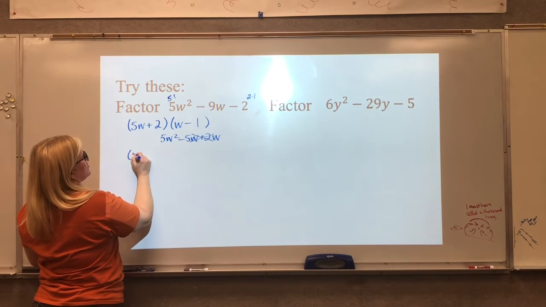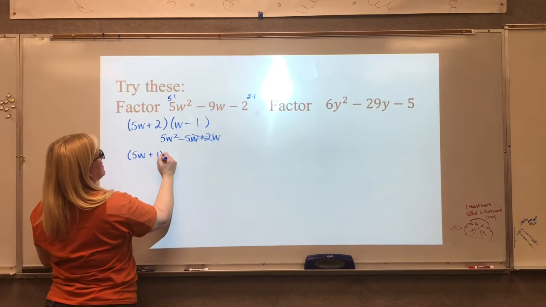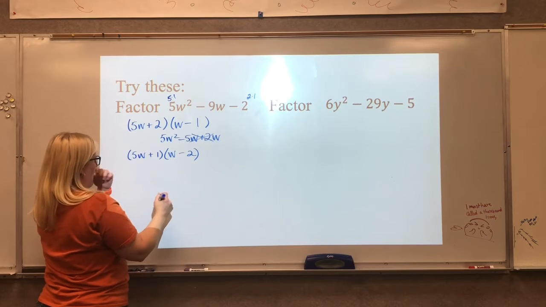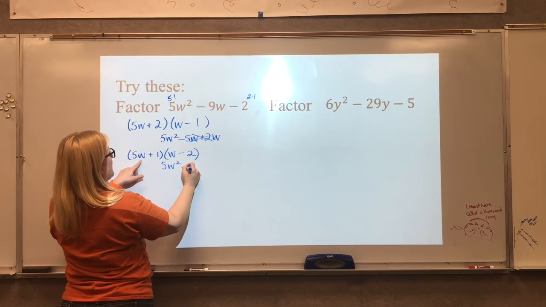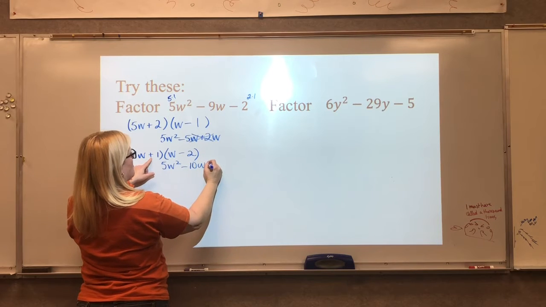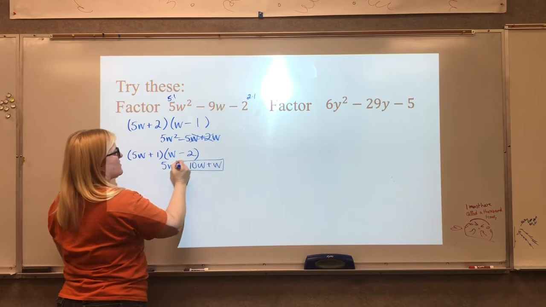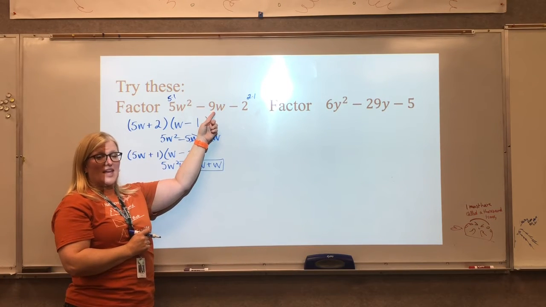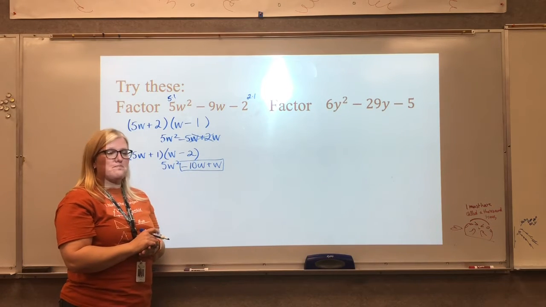So let's just try switching. Let's do 5W plus 1 times W minus 2. Okay, so I have 5W squared minus 10W plus W, and there it is. That's what I need right there. Negative 10W plus W gives me my negative 9W. So this is my answer to that problem.